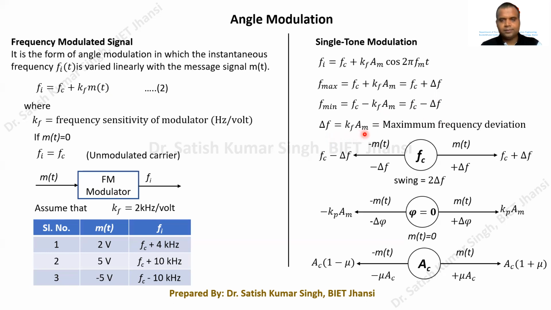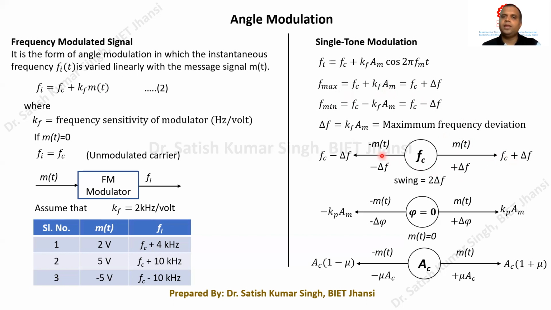Now try to understand exactly what happens when we do this modulation. First of all, we have an unmodulated carrier frequency fc. Then when we have a positive message signal m(t), at the maximum value of m(t) the carrier frequency is going to change by plus delta f. As we can see in this equation, we get the maximum frequency f maximum equal to fc + delta f.